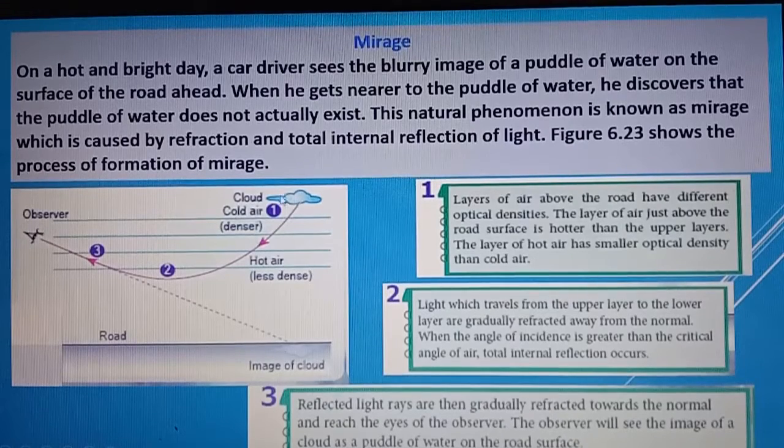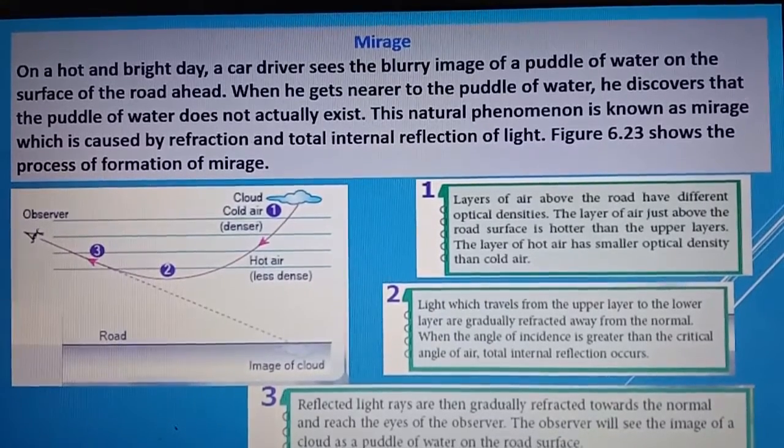So you can see light from the cloud here. It travels from denser to less dense, so you can draw a normal line here, and then the light ray refracts away from the normal. Again, when it reaches this boundary, it experiences refraction again, refracting away from the normal. Okay, so you can see it refracts away until the angle i becomes greater than the critical angle.